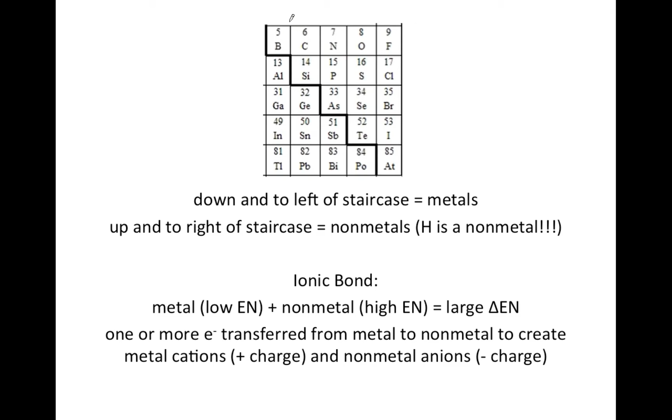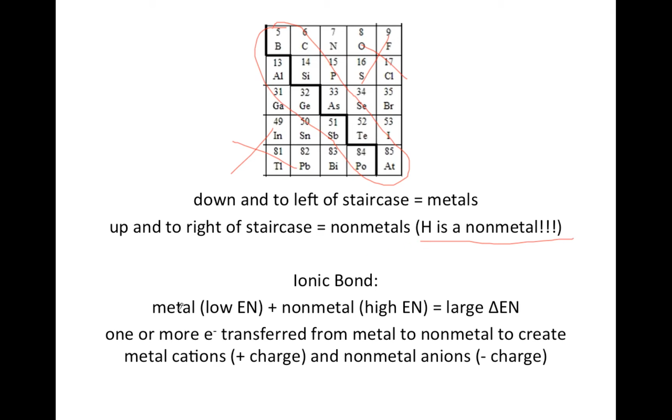If you look at the periodic table, imagine a staircase between B and Al, Si and Ge, As and Sb, and Te and Po. And that will divide the metals in the lower left of the periodic table down here and the nonmetals in the upper right. So that imaginary staircase is going to divide the periodic table between metals and nonmetals. Remember, hydrogen, even though it's way over on the left on the periodic table, we're going to consider it a nonmetal when we're talking about bonding.